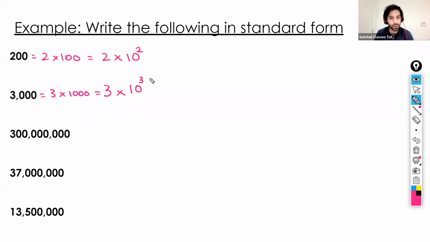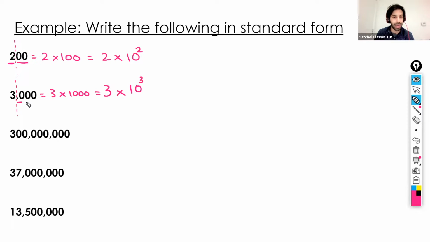Hopefully you would have noticed a pattern here. Let's look at the first non-zero integer. The first non-zero number in the case of 200 is 2. After the 2, we have 2 digits. Likewise here, our first non-zero number is 3.